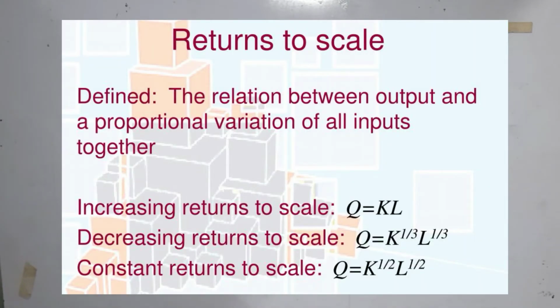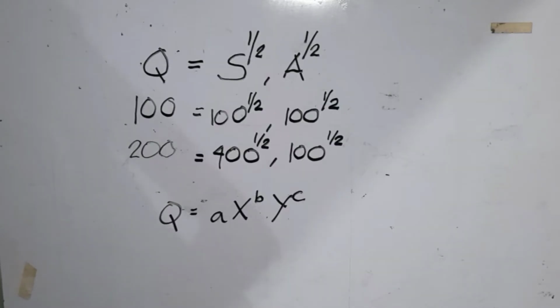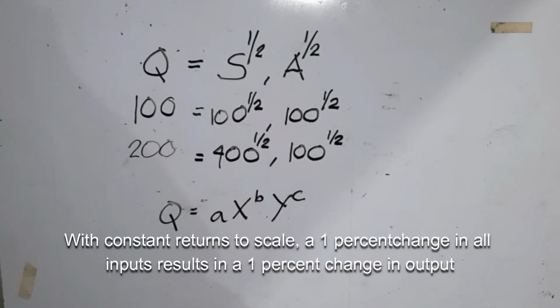So let's talk about returns to scale. What is returns to scale? It refers to the relation between the output and the proportional variation of all inputs taken together. And there is what we call constant returns to scale, where a 1% change in all inputs will result in a 1% change in output.